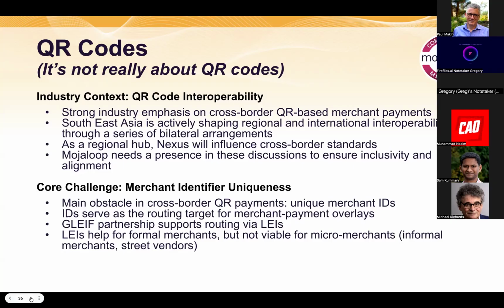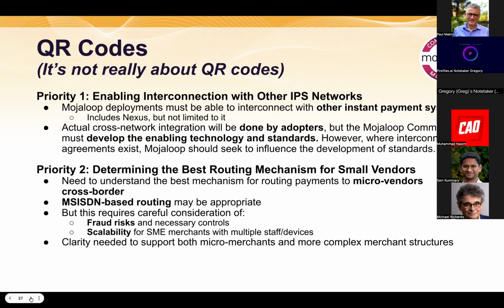So we need a solution for merchant identifier uniqueness for those casual merchants. And we need to do some significant thinking around that. So priority one, enabling interconnection with other IPS networks. I've already talked about that. We have to develop the enabling technology and standards. Second, we need some form of working group to identify the best routing mechanism for those casual merchants.